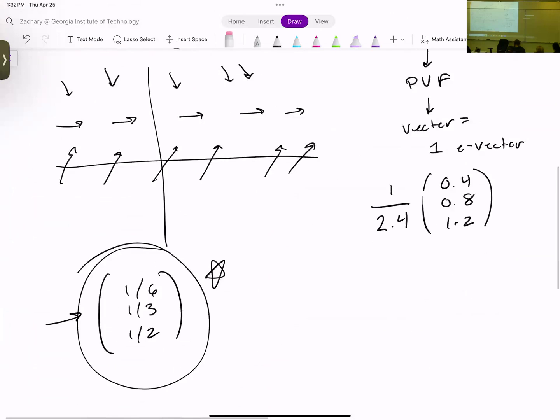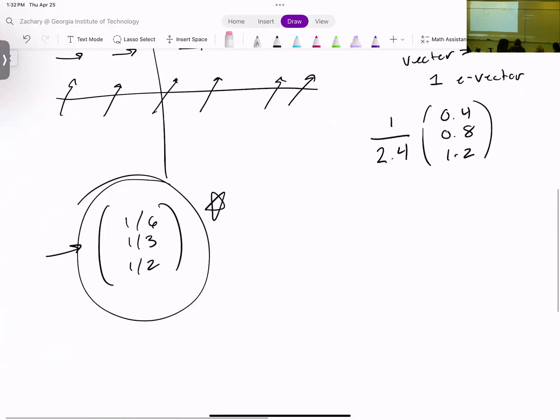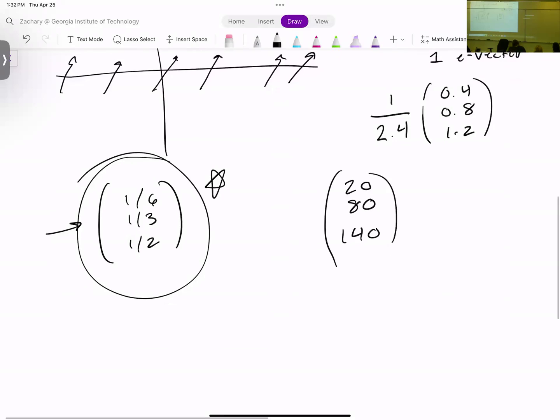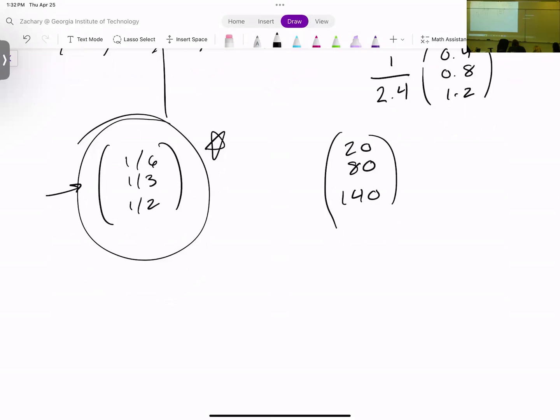Okay. This is not your steady state vector, because this only describes the proportions, not how many people end up in places. So a word problem would phrase this as: on day one, say we have 20 people going to cafe A, we have 80 people going to cafe B, and we have 140 people going to cafe C. Okay. What happens as time goes to infinity? How many people are shopping in each of these cafes?